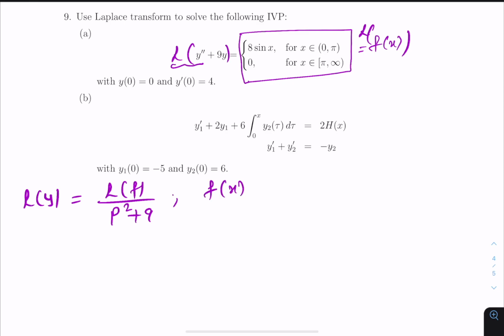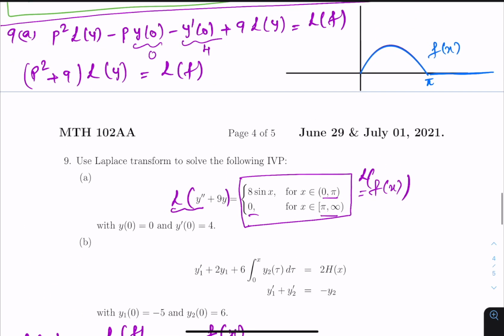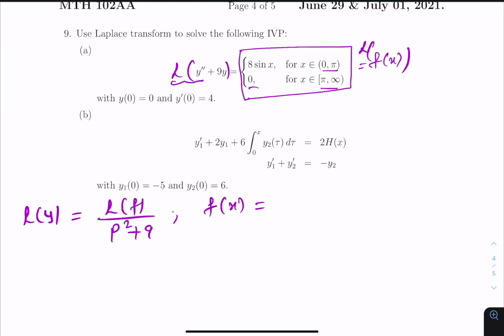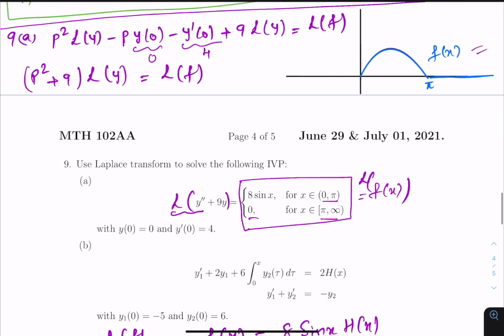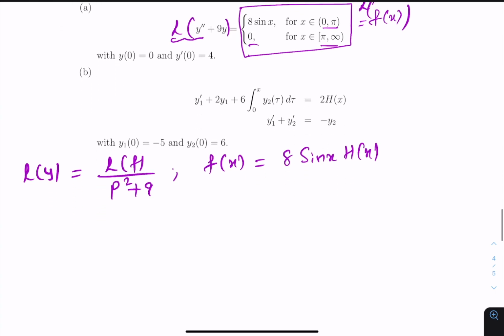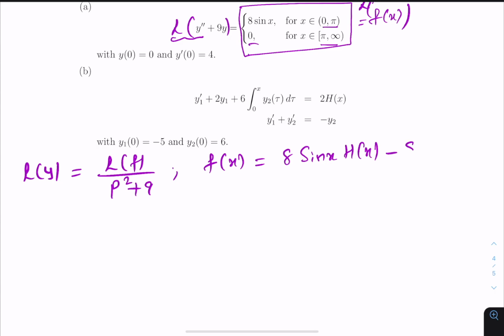So what is f? F is, as you see, 8 sin x up to 0 to pi and 0 after this, which is what we have drawn here, which is your f of x. So this function can be written as 8 sin x h(x). h(x) is the Heaviside function. In the positive real line, it's going to be 1. So this is a function which is 8 sin x in the entire positive line, whereas what you want is 8 sin x only up to pi, and after that it becomes 0. So what you should do is subtract 8 sin x after pi.